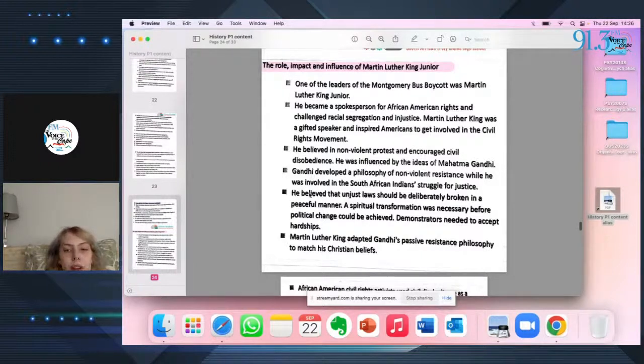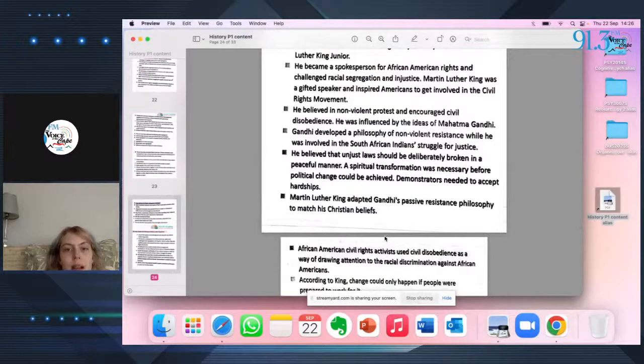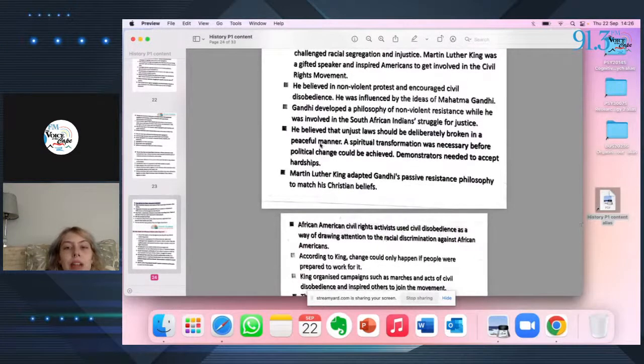Gandhi developed a philosophy of nonviolent resistance while he was involved in South Africa's Indian struggle for justice. He believed that unjust laws should be deliberately broken in a peaceful manner. A spiritual transformation was necessary before political change could be achieved, and the demonstrators needed to accept the hardships.